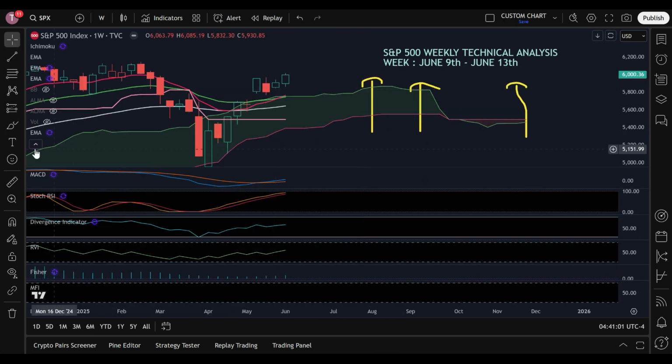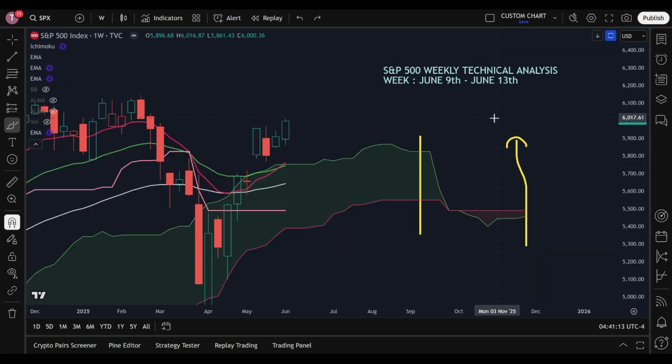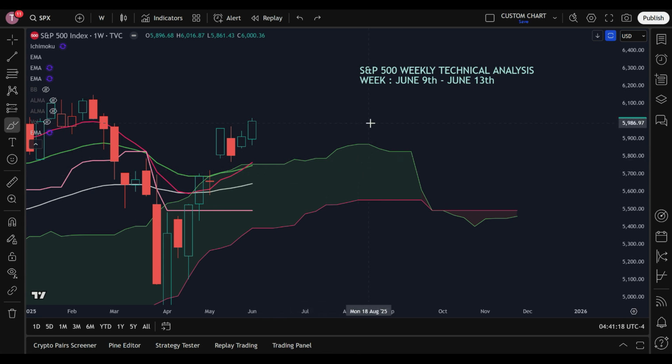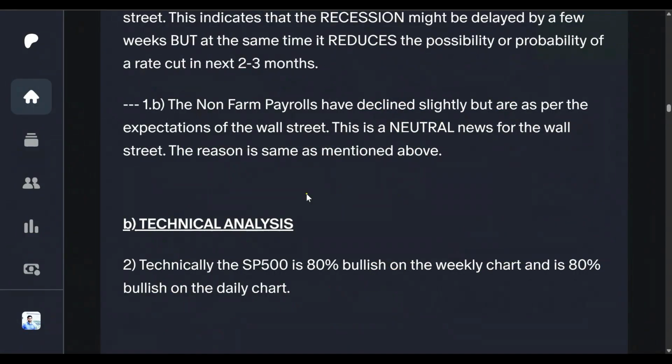Then comes the other technical indicators. So S&P 500 is bullish through the MACD on the weekly chart. S&P 500 is bullish through the stochastic RSI on the weekly chart. It is neither overbought nor oversold, no saturation, nothing. Okay, this means that the S&P 500 is 100% absolute bullish on the weekly chart.